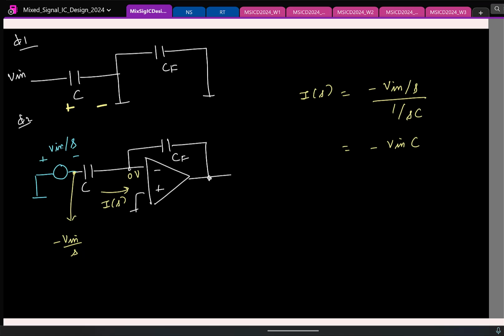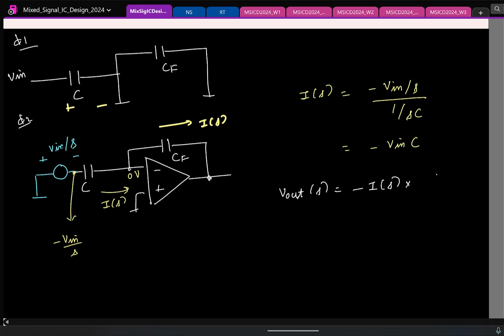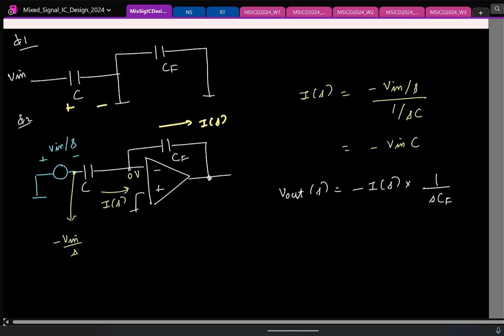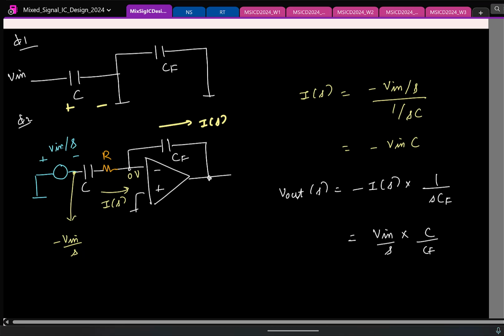Now this current is flowing here, so again you can find the voltage. Vout of S will be the current times the impedance 1 by SCF. So you get the same thing, Vin times C by CF by S. This is a better framework, because now if you want to see what happens when I have finite on resistance, I can just add the switch resistance here. What will change in my equation now?